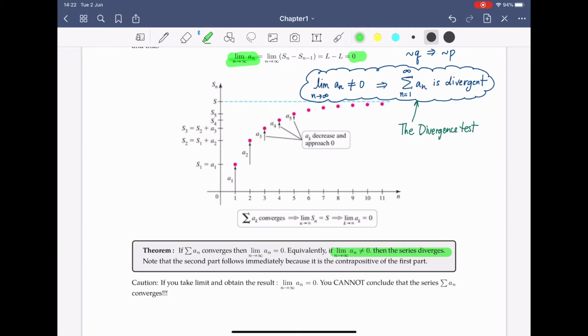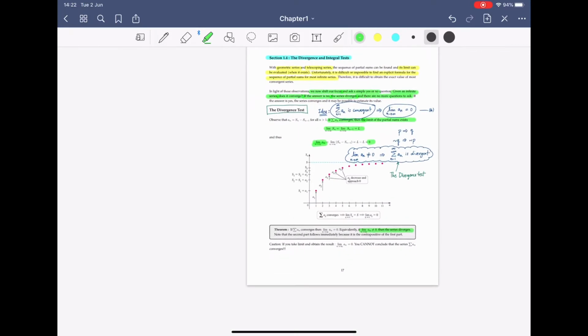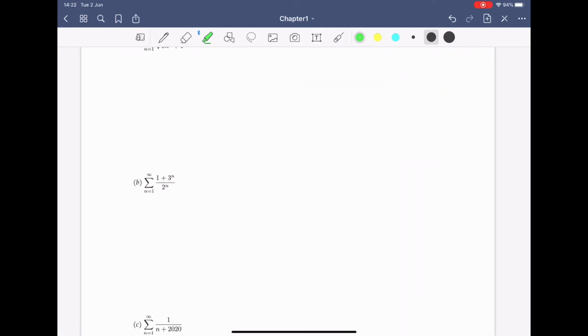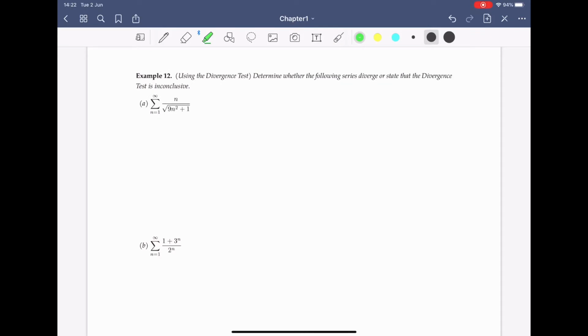So let's look at some examples together. Example 12: we want to use the divergence test for this example. Determine whether the following series diverge or state that the divergence test is inconclusive. Let's start with question A: the summation of n over the square root of 9n squared plus 1.